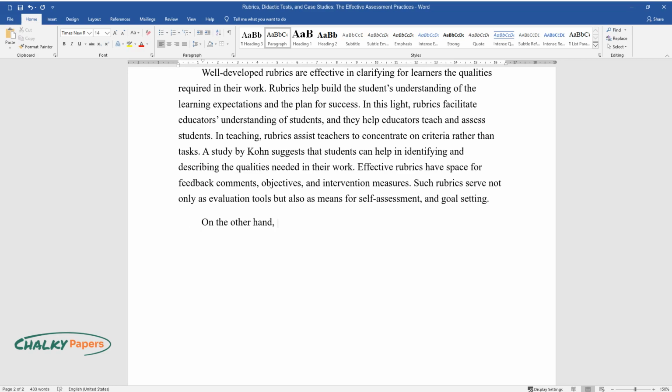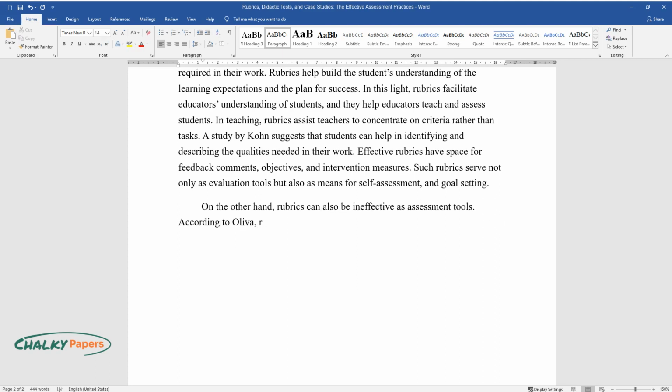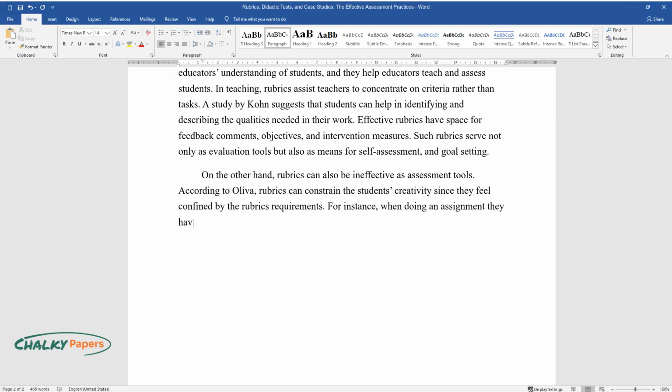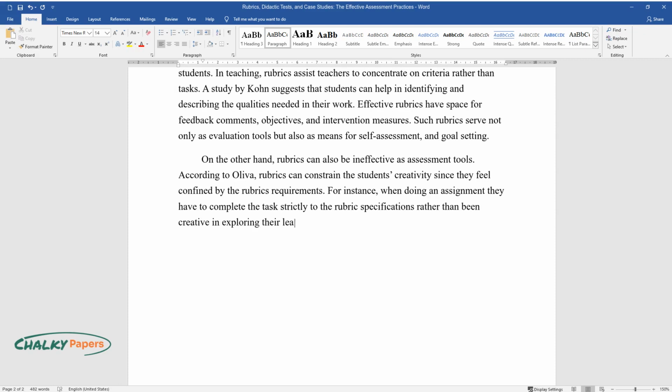On the other hand, rubrics can also be ineffective as assessment tools. According to Oliva, rubrics can constrain the student's creativity since they feel confined by the rubric's requirements. For instance, when doing an assignment they have to complete the task strictly to the rubric specifications rather than being creative in exploring their learning.